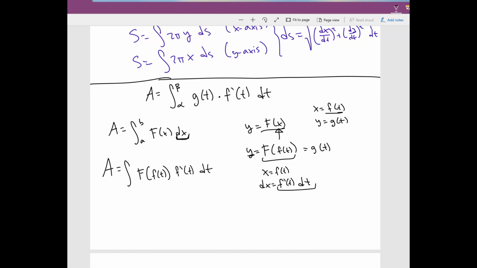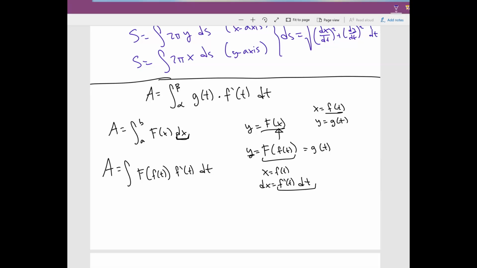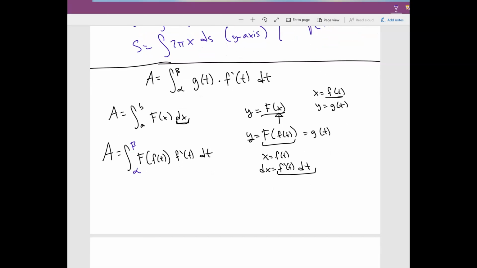Now notice that everything is now in terms of t. So t is going to be whatever the bounds of t are now, so I'm going to write alpha and beta there. Now all we have to finish up is what this was equal to. That's just our y, which was equal to g of t. So this is equal to the integral from alpha to beta of g of t, f prime of t, dt. Not a bad proof, very basic.